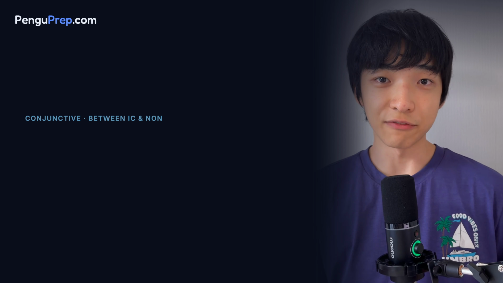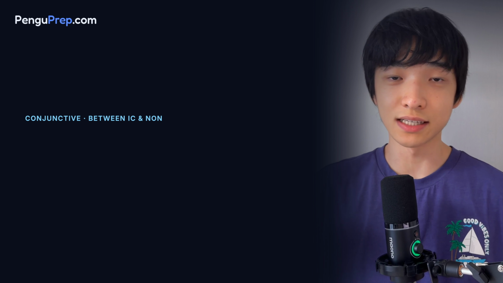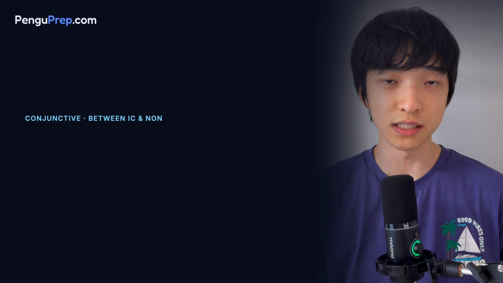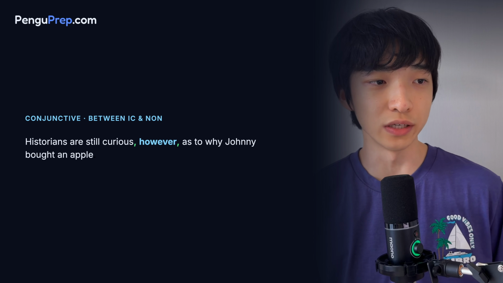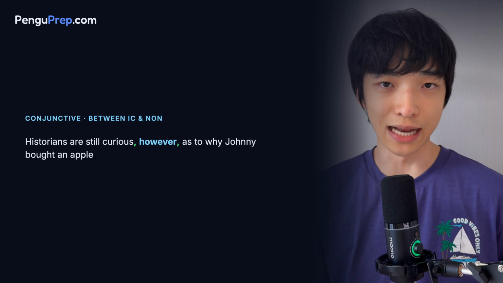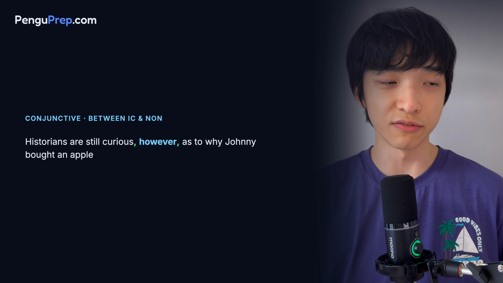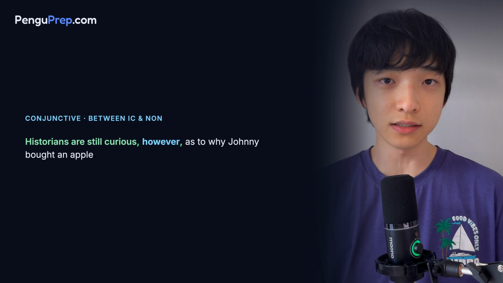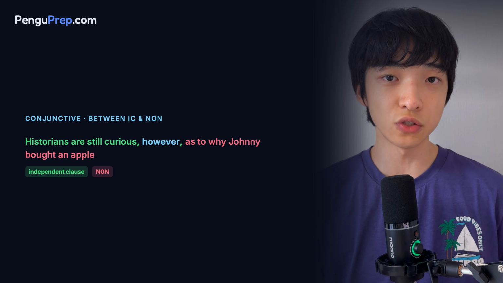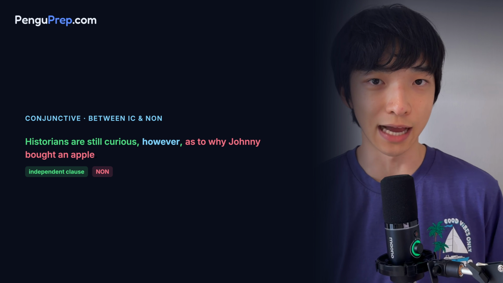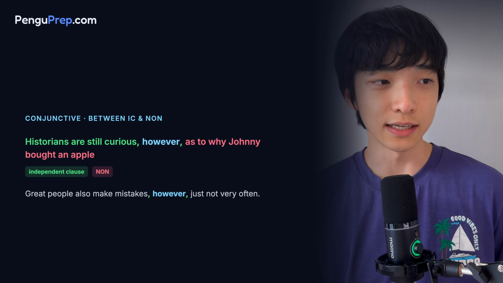When a conjunctive adverb is in between an independent clause and a noun, you need to place 2 commas surrounding that conjunctive adverb. For example, "Historians are still curious, however, as to why Johnny bought an apple." However, here is the conjunctive adverb and it's surrounded by an independent clause, "Historians are still curious," and a noun, "as to why Johnny bought an apple." So you need to place 2 commas surrounding that word, however. Look at the second example yourself.